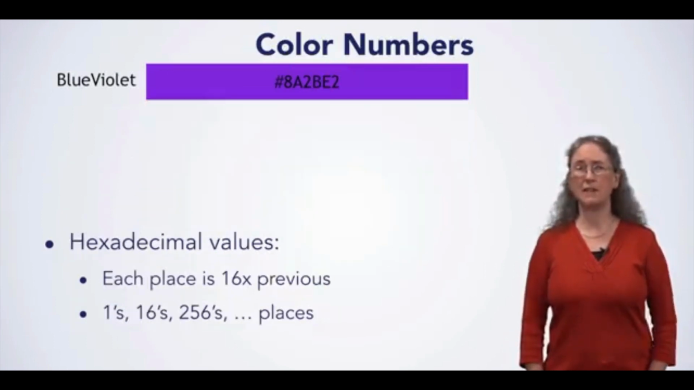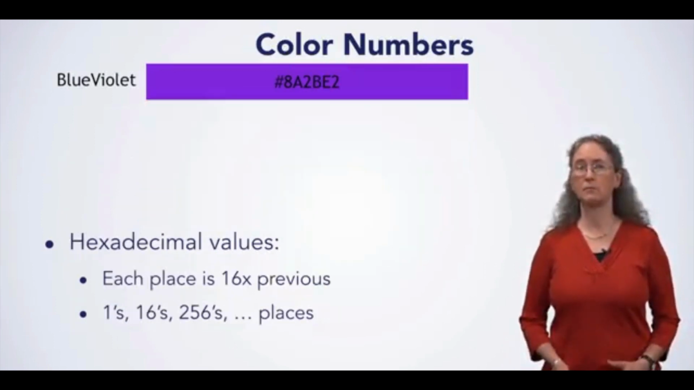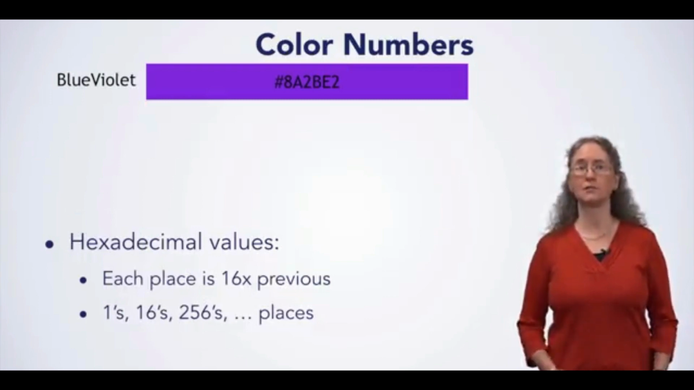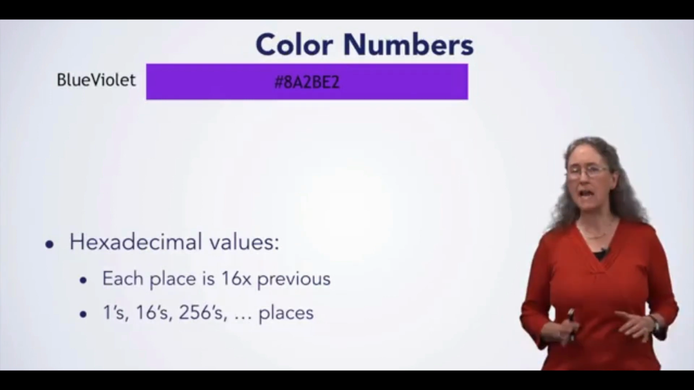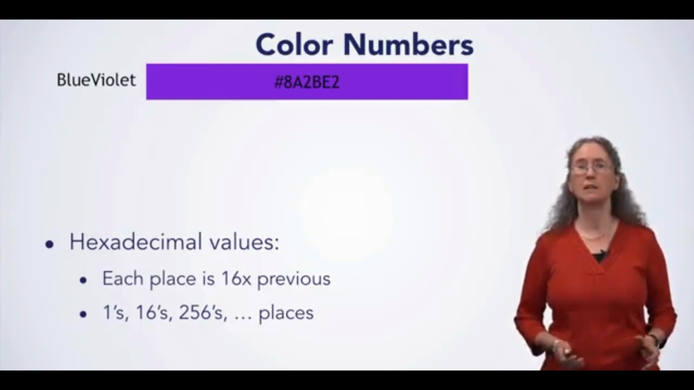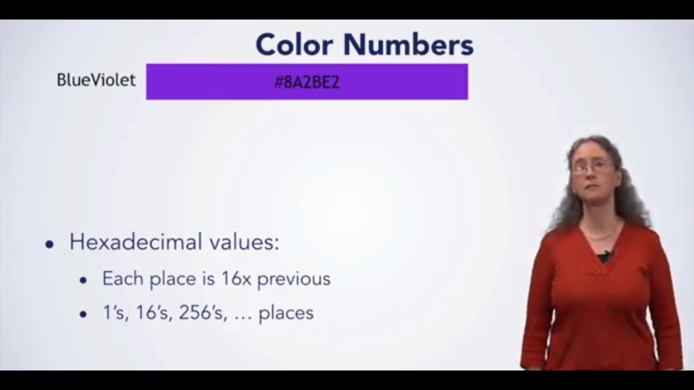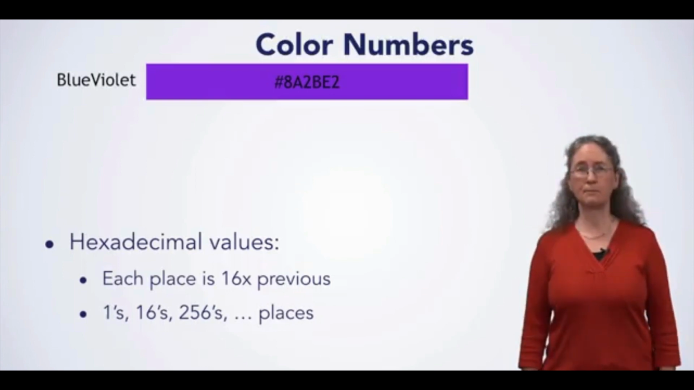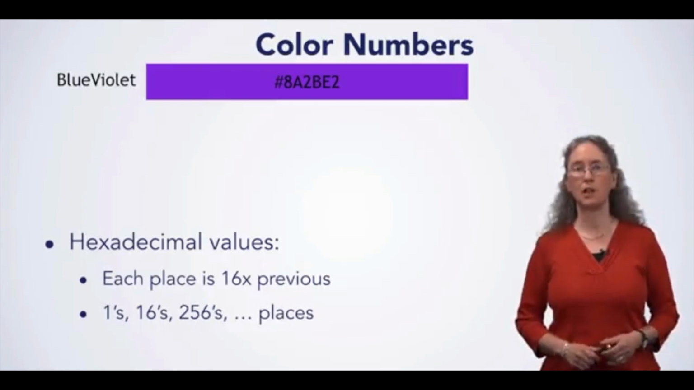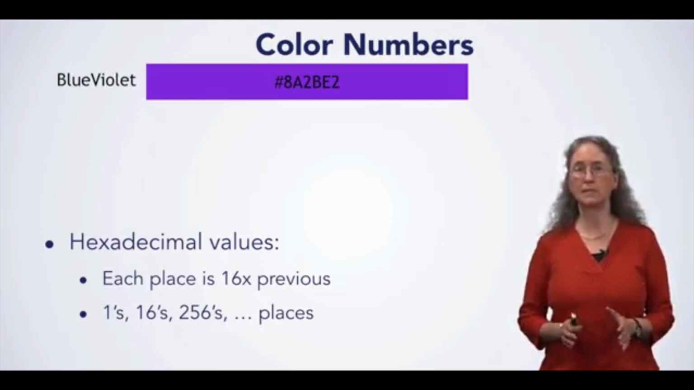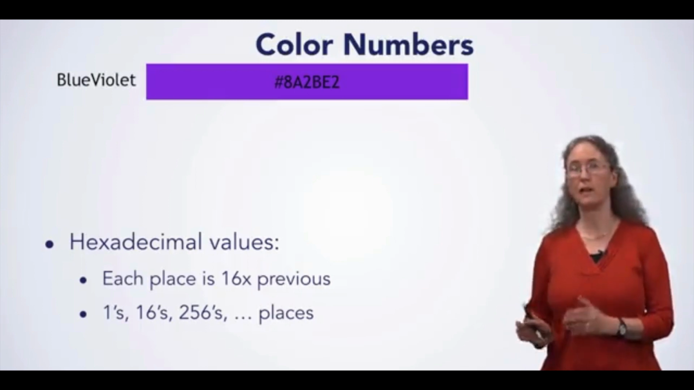You do not need to be able to convert to and from hexadecimal, but for those who are curious, we will take a closer look. You're used to base 10 numbers where each place is 10 times the previous. You have the ones, the tens, and hundreds places, and so on. In hexadecimal, each place is 16 times the previous. So you have the ones, the 16ths, 256th place, and so on.